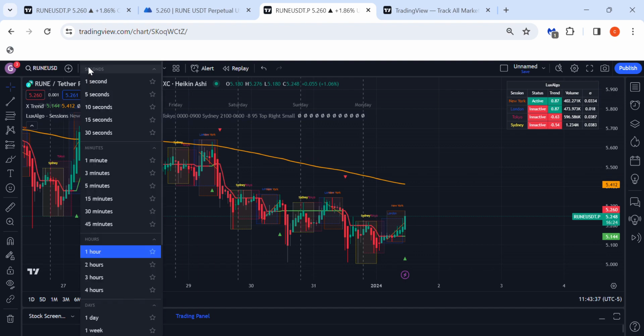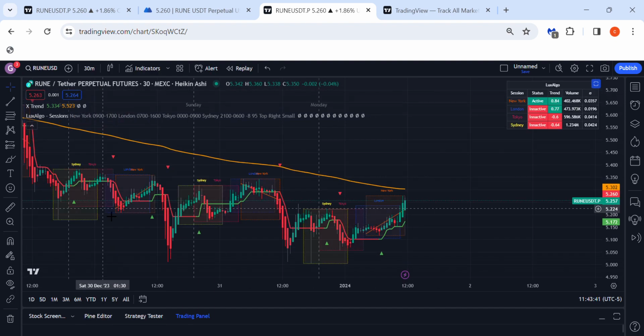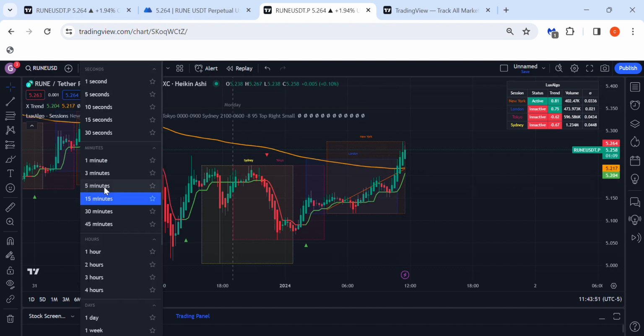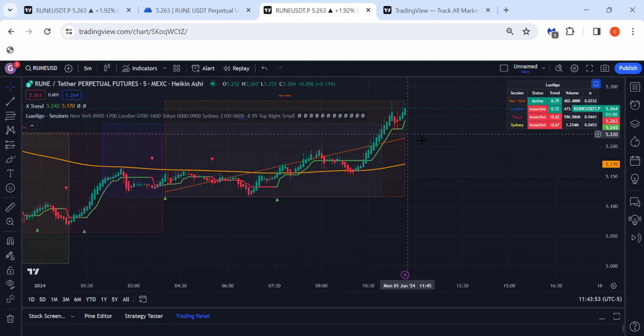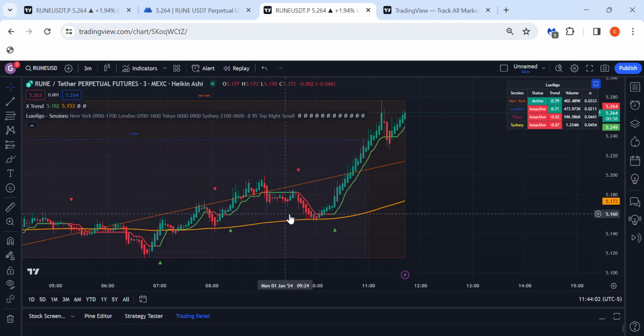I'm going to go and look at my 30 minutes. It is going up, right? I'm going to go look at my 15 minutes. That shows also it's going up, right? And then I go into the smaller time frames, my 5 minute, which shows it went up. These are slight pullbacks, and then it's going up, right? And then I'll go into my 3 minute to see what's going on.